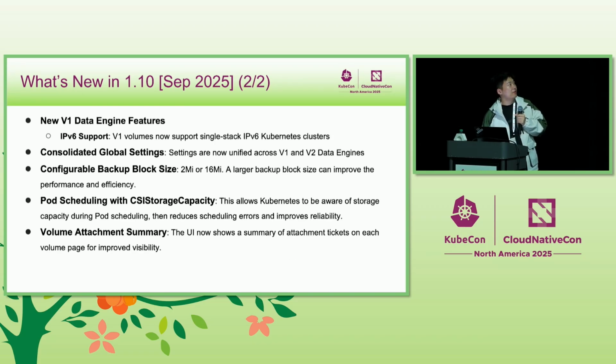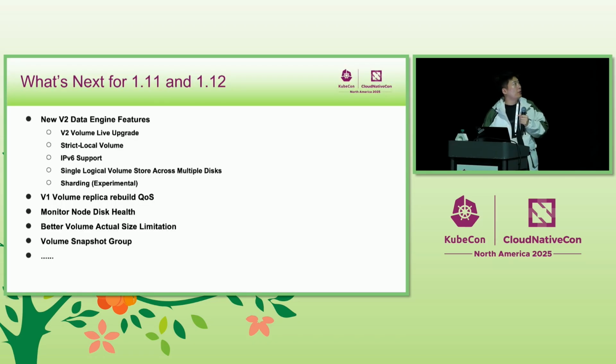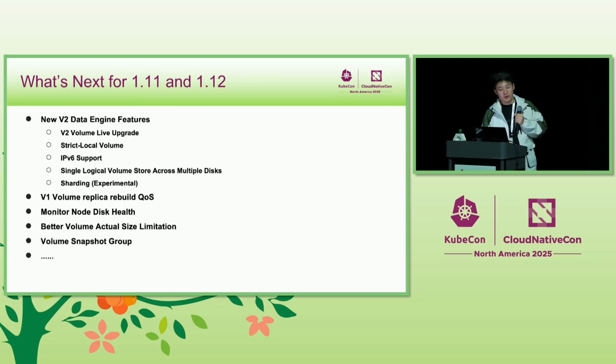And besides V2 related features, we also have a bunch of improvements for the general features. So I won't list them one by one here. And then for the feature plan in the upcoming 1.11 and 1.12, we will still do more. We will implement more features for the V2 data engine, but we also focus on the polishing of the V1 volume user experience, along with multiple resource related control and monitoring mechanisms.